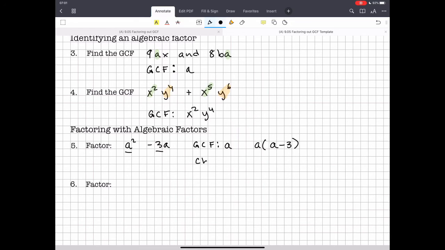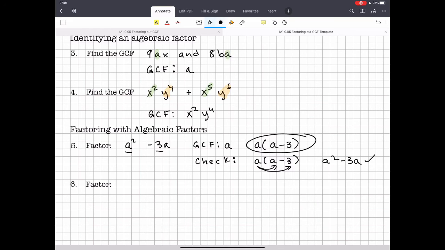And we can check that answer by redistributing it. So a times a is a squared. A times negative 3 is minus 3a. So this is indeed our answer.